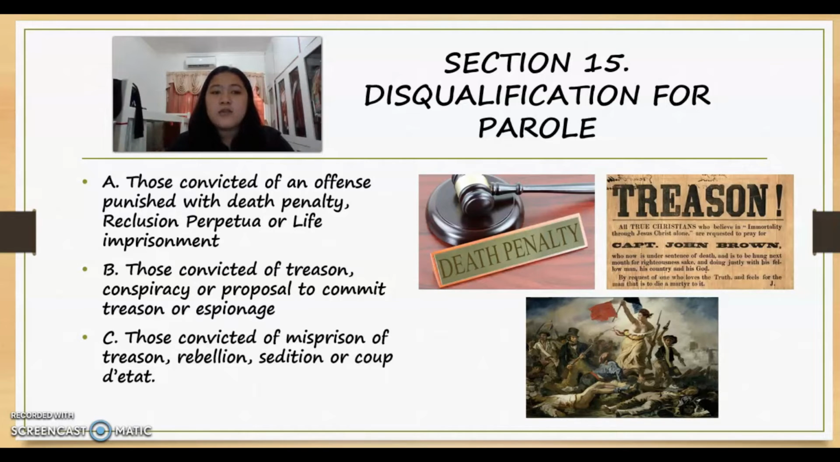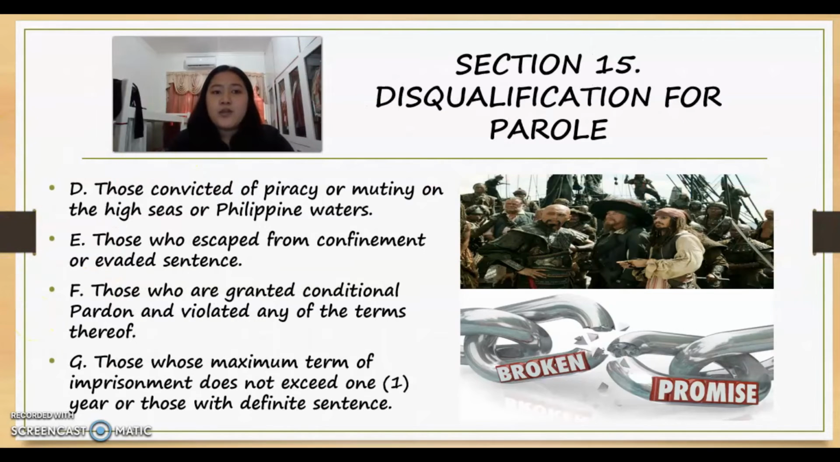Then, second is those convicted of treason, conspiracy, or proposal to commit treason or espionage. Then, the third one is those convicted of misprision of treason, rebellion, sedition, or coup d'etat. Then, next is those convicted of piracy or mutiny on the high seas or Philippine waters. Next is those who escape from confinement or evaded sentence. Katong mga prisoners na nitakas, disqualified na to sila.